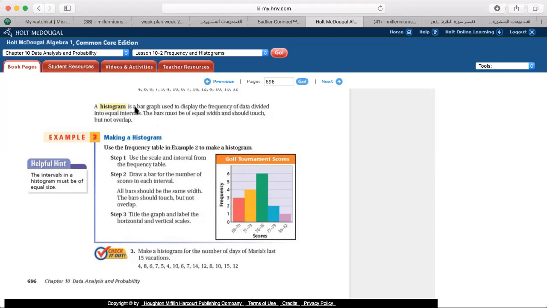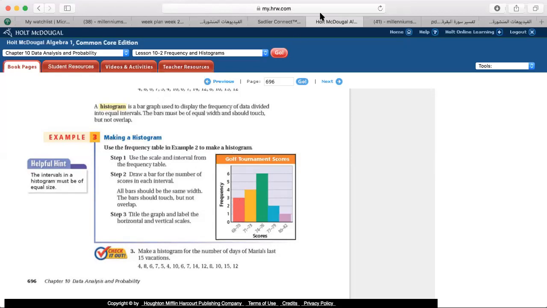So a histogram is a bar graph used to display the frequency of data divided into equal intervals, because I must unify the intervals. I choose 3, so I will continue with 3. The bars must be of equal width and should touch but not overlap. What is the meaning of this?